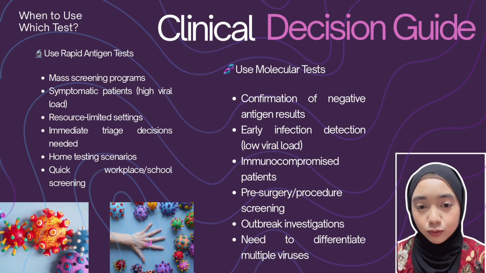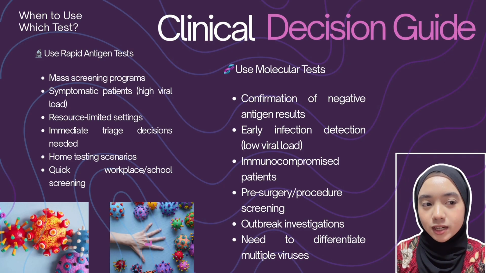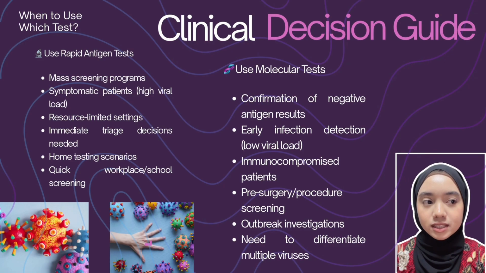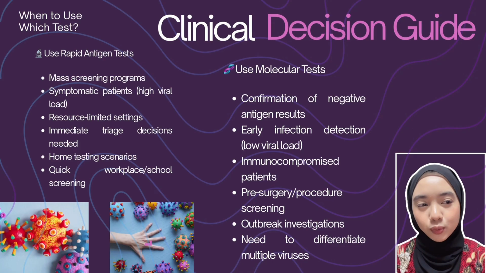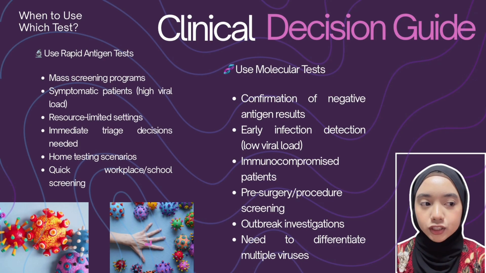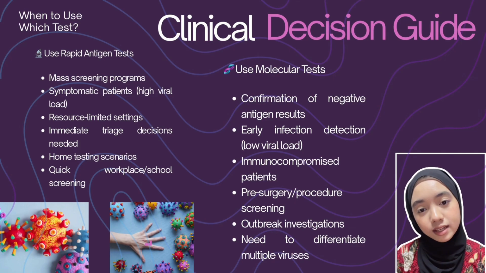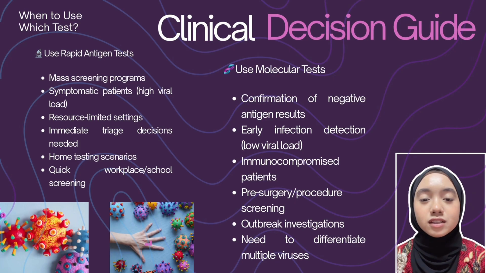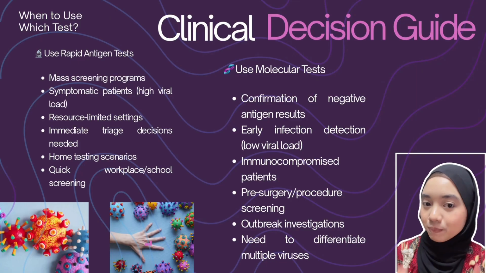But when do we use which test? So, we use rapid antigen for mass screening, symptomatic patients, and home testing when speed matters. We use molecular tests for confirmation, early detection, and high-risk cases when accuracy is very critical. So, these tools complement each other, not replace each other.